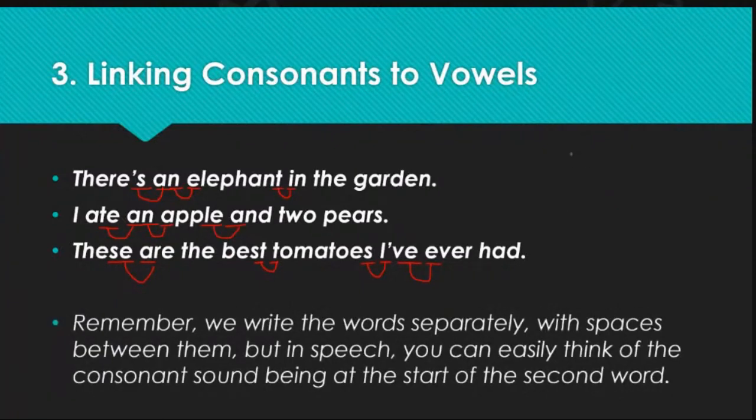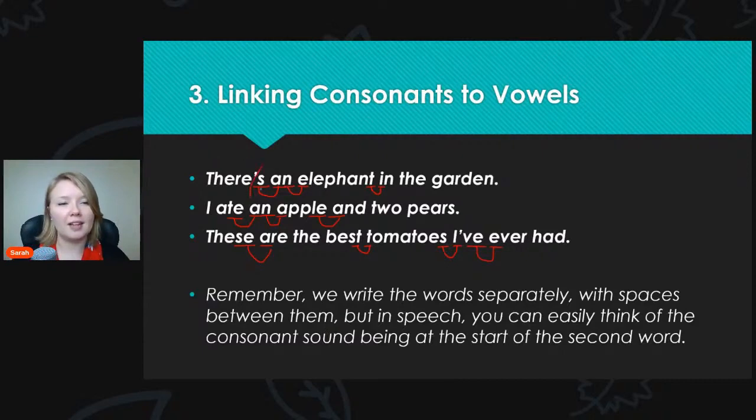So this can be a little tricky to get the hang of, but one thing to notice is, yeah, we write words separately with spaces between them, but in speech, you can easily think of the consonant sound being at the start of the second word. So it's almost like this S is at the start of N. It's almost like this N is at the start of elephant. It's almost like the N sound is at the beginning of in. There's an elephant, elephant in the garden. So it's almost like that next word is starting with that consonant sound.